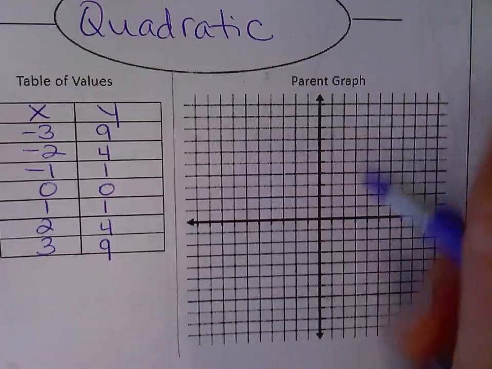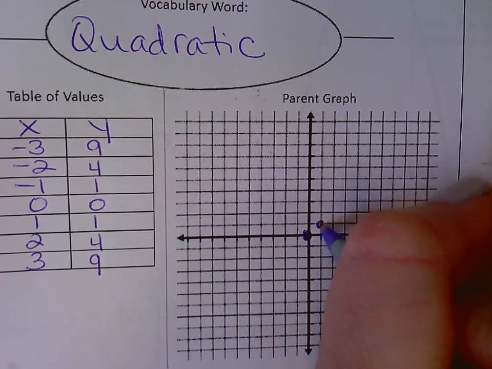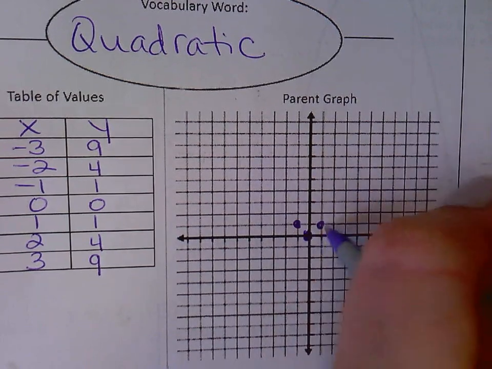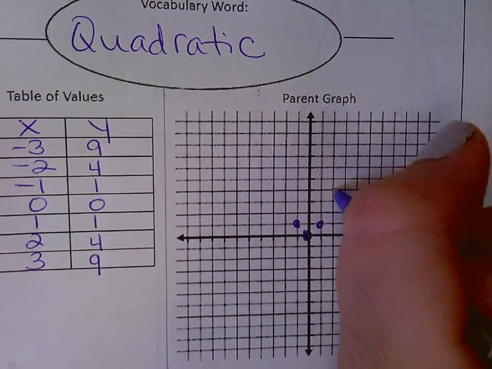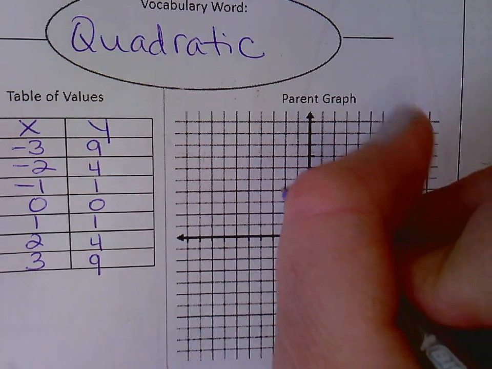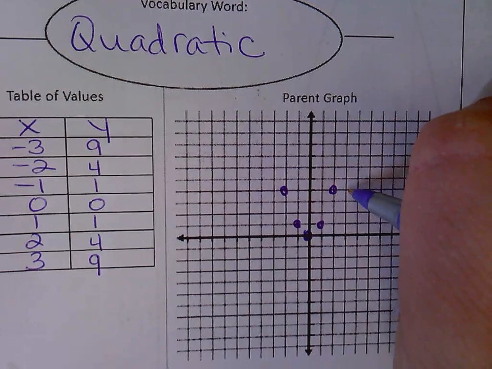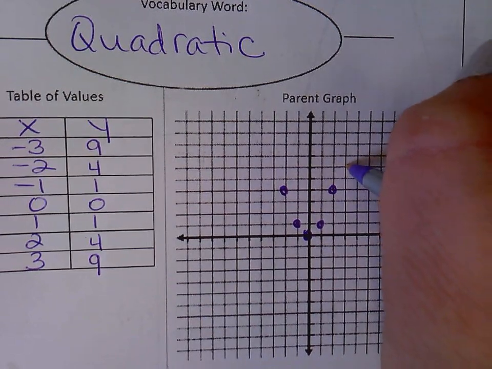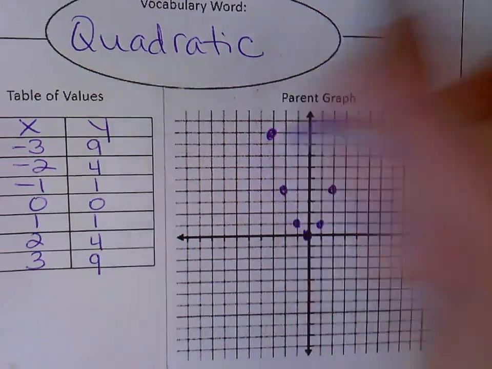All right, so let's graph it. So you're going to graph your vertex at 0, 0, over 1 and up 1 on both sides, over 2 and up 1, 2, 3, 4. If you notice, it's symmetric, so I just do them at the same time. And then over 3 up 9. 4, 5, 6, 7, 8, 9. And then that's on both sides.